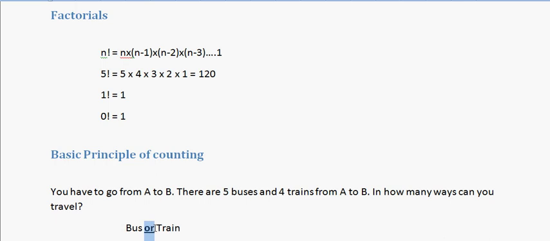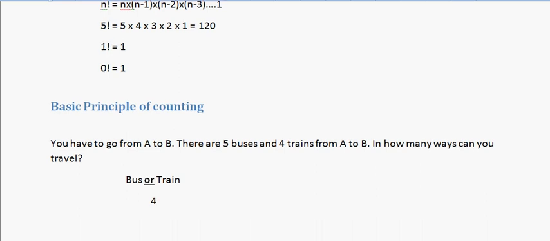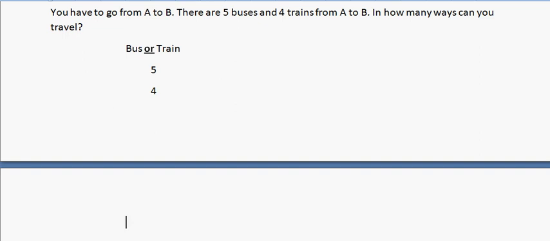So there is an 'or' in between, right? Bus can be chosen in how many ways? 5 ways. And train can be chosen in how many ways? 4 ways. So the total ways in which you can travel would be how much? Either you travel by bus, you can take 5 buses, or you can take 4 trains, which is equal to 9, right?